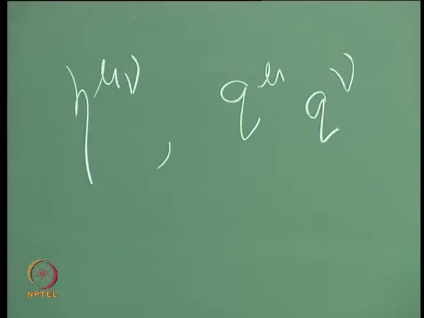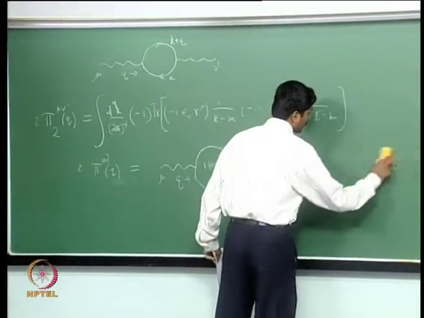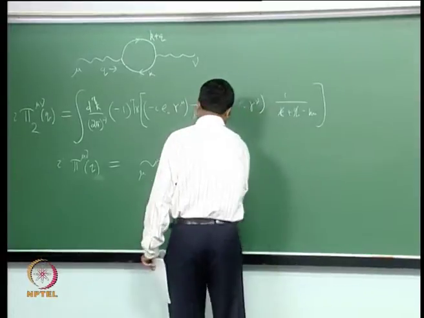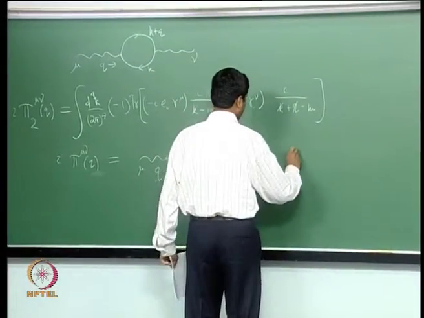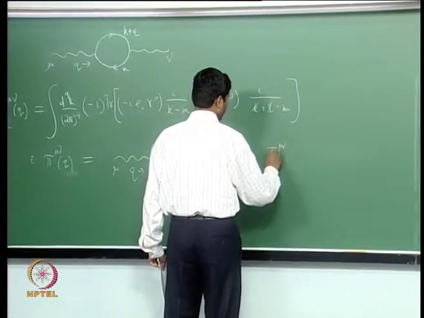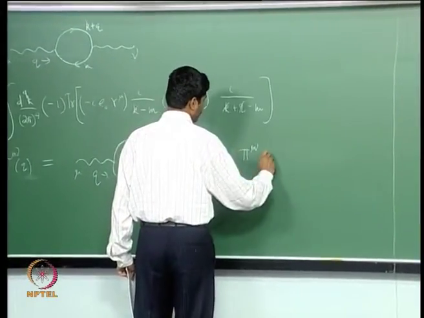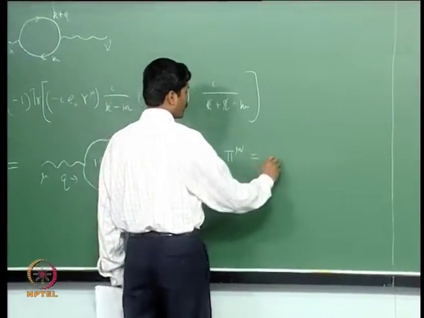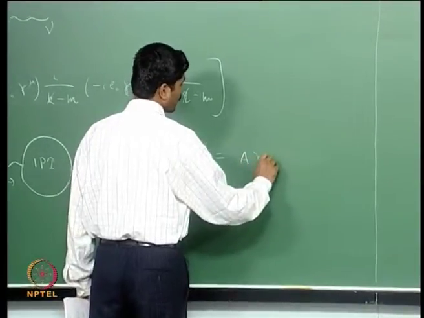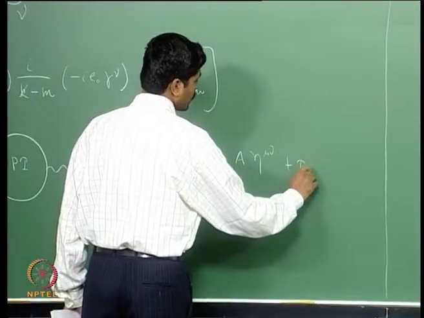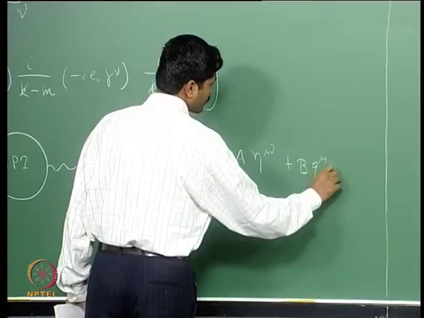So, the most general form for i pi mu nu, or for simplicity pi mu nu, simply will be A times eta mu nu plus B times q mu q nu.